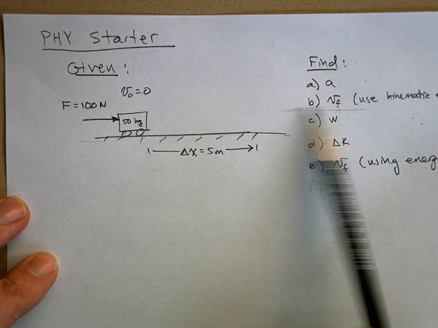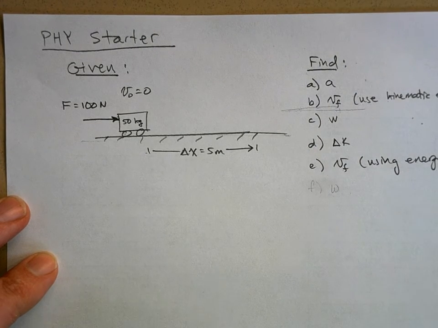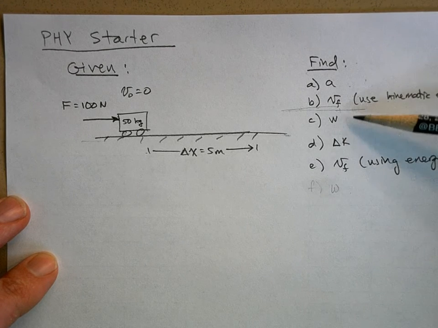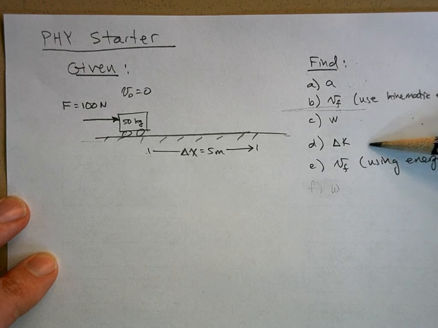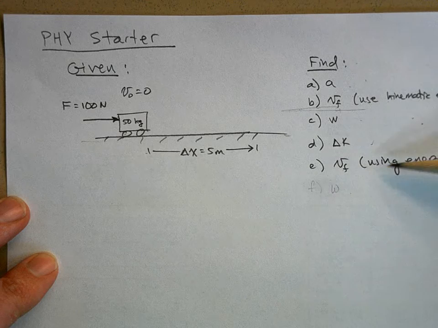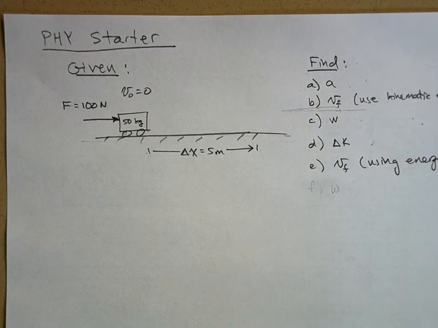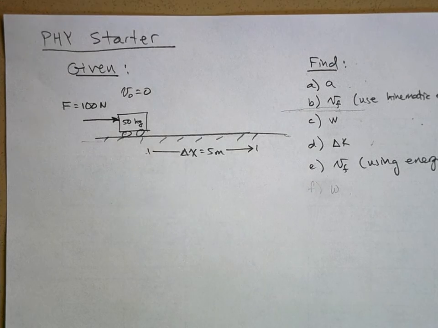And these two, A and B, I want you to use kinematics. Well, this is Newton's second law, and then kinematics to solve it. And then this is a kind of a review of what we did last time, where we have work and change in kinetic energy, and then using energy to find the final velocity. And so if you're watching this at home or on video, please pause the video and work the problem right now.